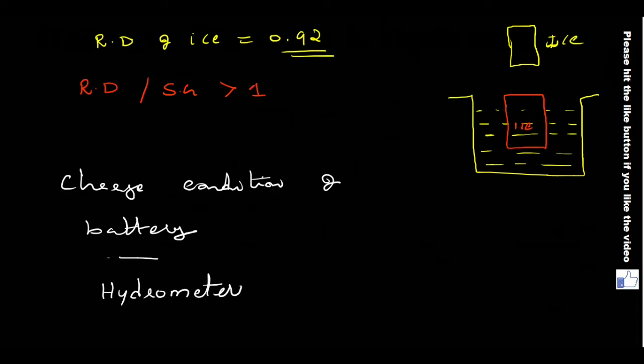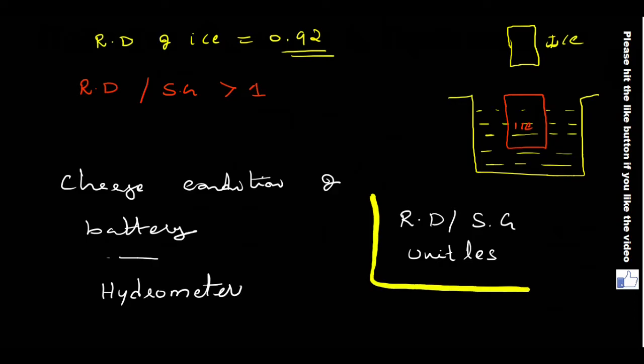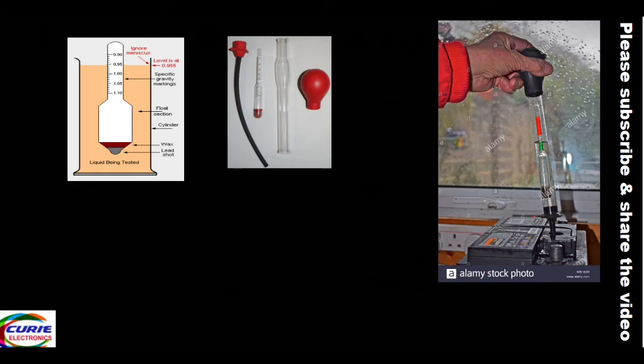One more important point in relative density. This is called relative density or specific gravity. This is unitless. It is just a number. It is just like our relative permeability, relative permittivity. Like that, it is just a number. There is no unit. Take care of it. It's unitless. Now we will see what a hydrometer is.